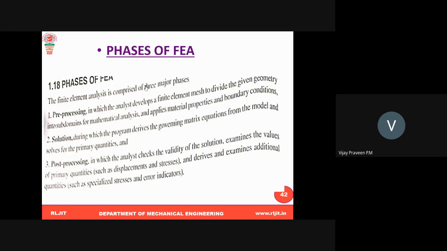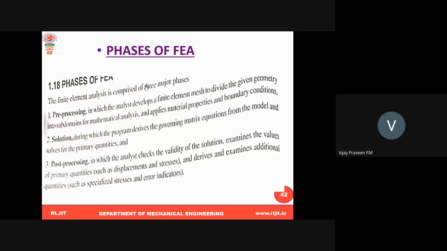The computer will not say whether it is right or not, because, as you know, it has no thinking capacity. It simply solves whatever input you give. Therefore the human being, the user, should analyze and judge whether it is right or not. That's all. So these three phases take place in FEA.